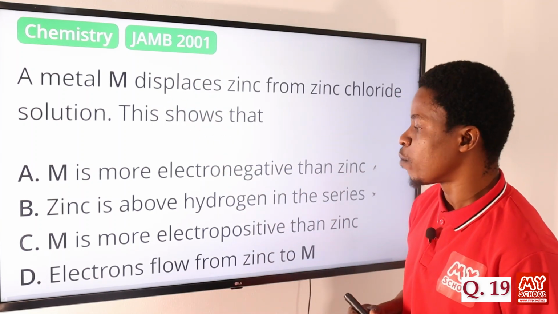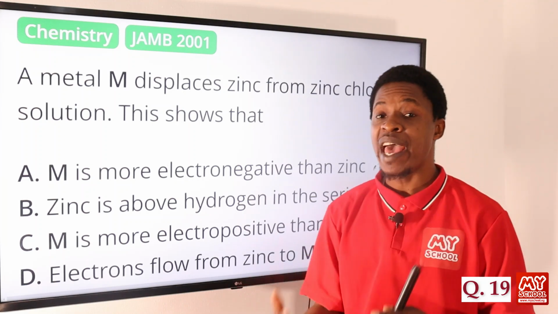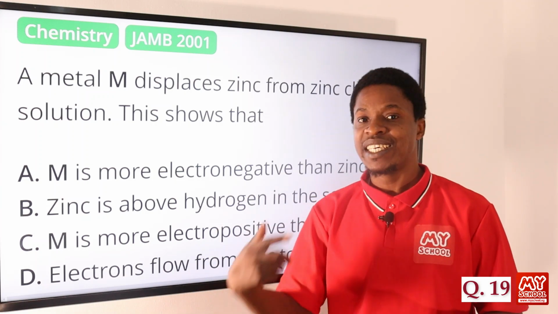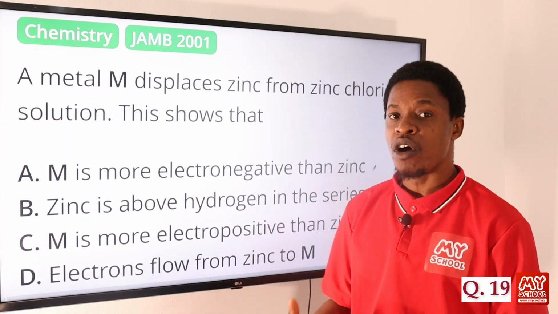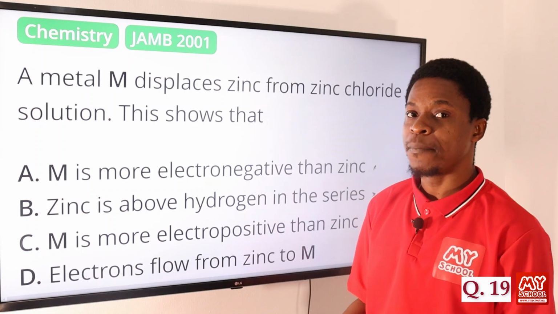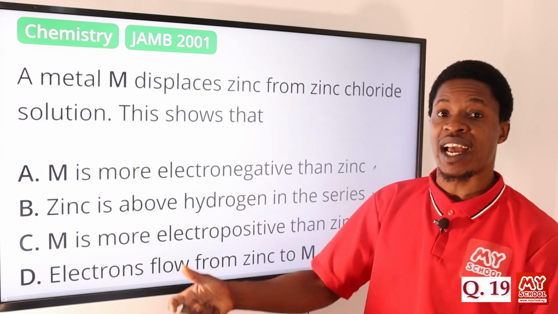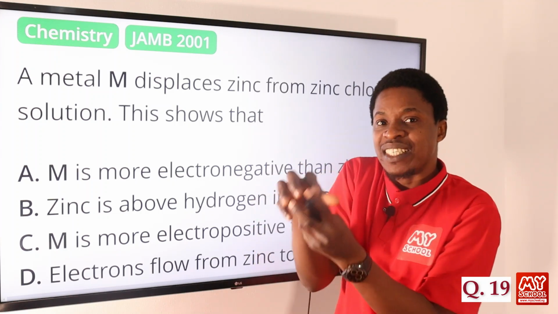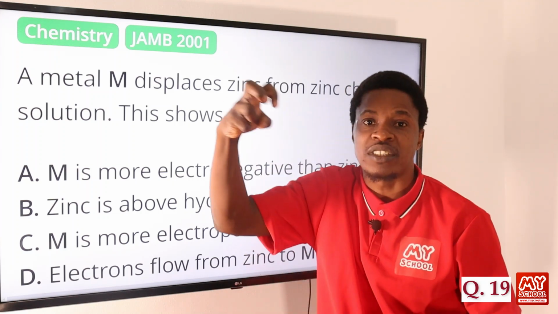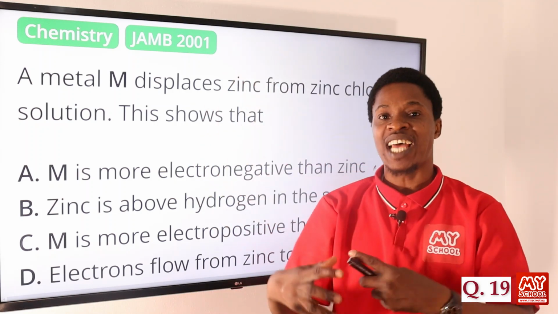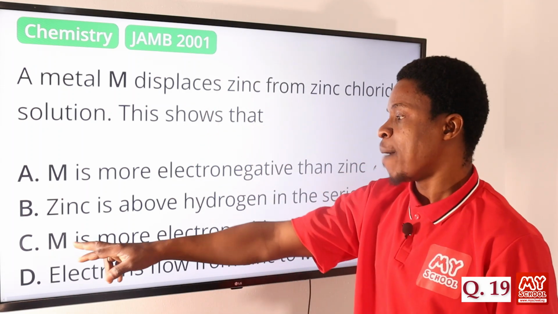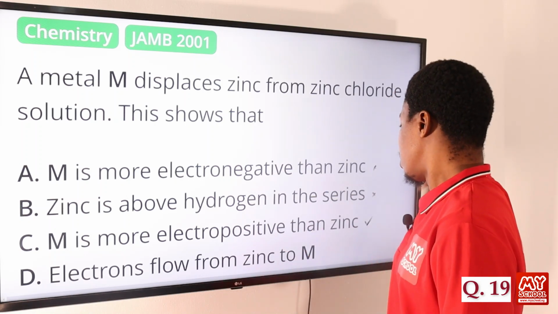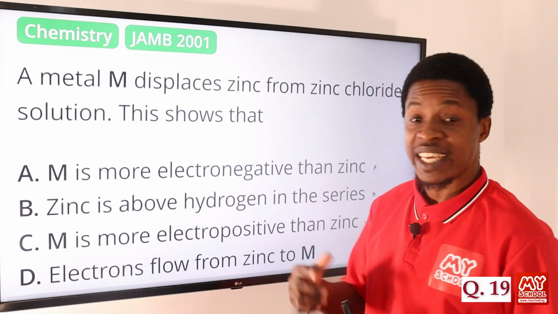Option C says M is more electropositive than zinc. If M is more electropositive than zinc, it means that M is more reactive than zinc. It means that M is more powerful, stronger than zinc. So it has the power to go to the solution where zinc chloride is, pull out zinc and then stay there, because it is more reactive. So M is more electropositive than zinc. Yes, because it is more reactive than it.